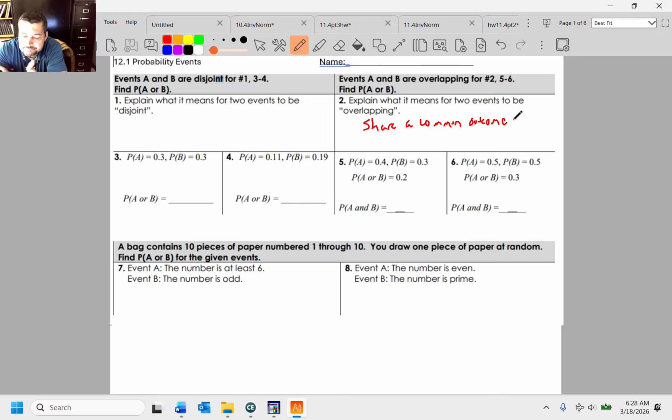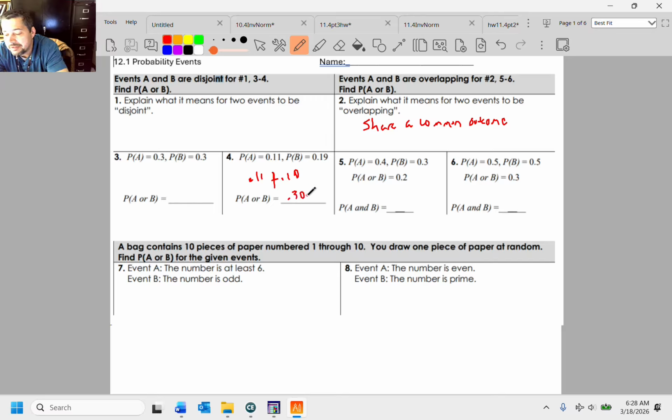All right, let's do a couple of these. Now, it talks about up in the instruction set here that events A and B are disjoint, which means independent, for 1, 3 through 4. Find the probability of A or B. So these are independent events, and that's really easy. Probability of A or B is simply 0.11 plus 0.19. That's all it is. So anyways, we have 0.30.